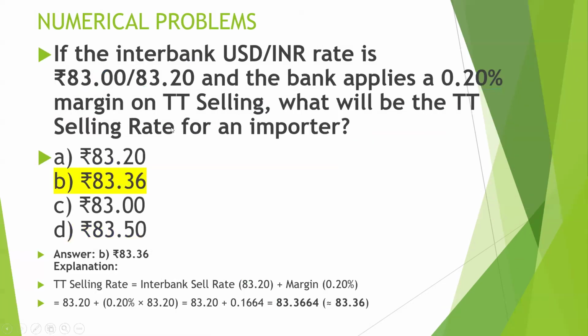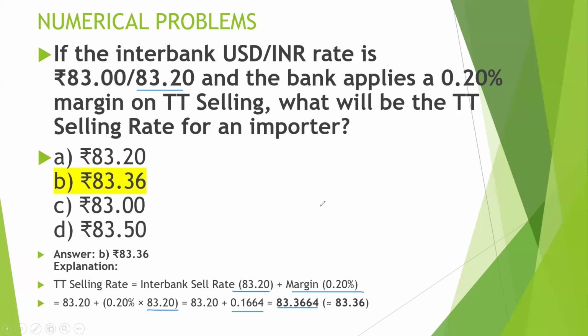Okay, the correct answer is 83.36. Now how has it come? We have given the explanation. This is the TT selling rate, so here we take 83.20 plus the margin, that is 0.20%. So 83.20 plus 0.20% of 83.20, which is 83.20 plus 0.1664. When you add this, you get this figure.